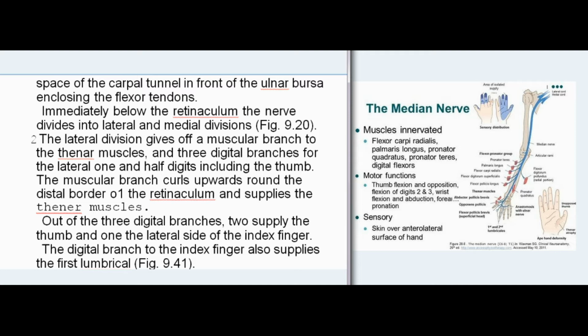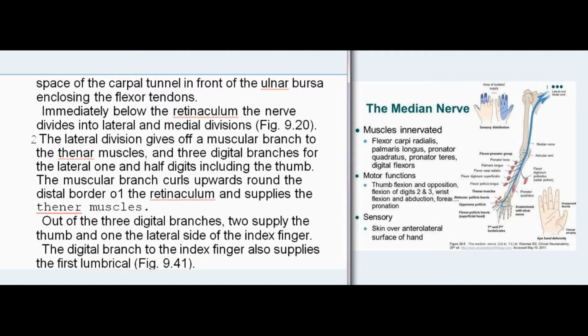2. The lateral division gives off a muscular branch to the thenar muscles, and 3 digital branches for the lateral 1½ digits including the thumb. The muscular branch curls upwards round the distal border of the retinaculum and supplies the thenar muscles. Out of the 3 digital branches, 2 supply the thumb and 1 the lateral side of the index finger. The digital branch to the index finger also supplies the first lumbrical, Fig 9.41.